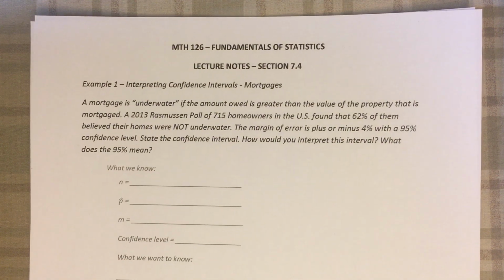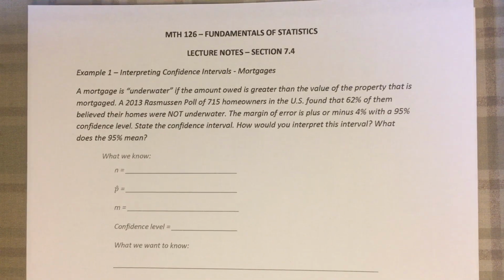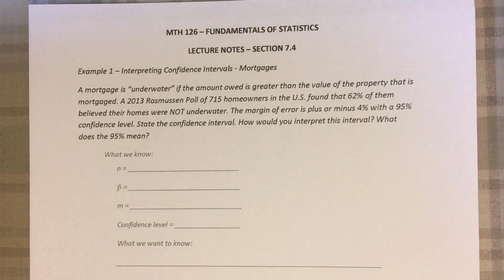In these first two examples for today, we're just going to focus on our interpretations. As we've seen in previous chapters, writing out a sentence interpretation for our answer is a key for a lot of these problems. So we're going to focus on that to begin with, and then we'll talk about how we can work through the entire process of finding a confidence interval as a whole.